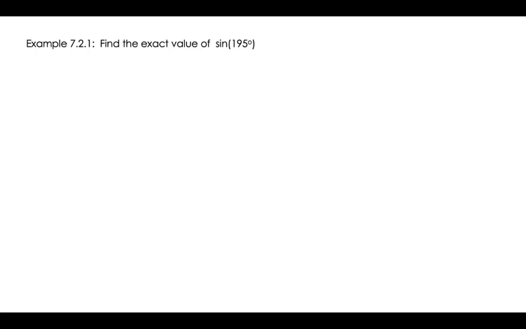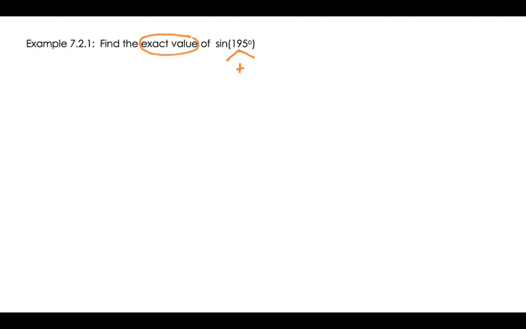Okay, so this one asks us to find the exact value of sine 195 degrees. Okay, and 195 degrees is not one of our unit circle angles. We don't have 195 degrees on the unit circle. So my hope is that I can write 195 as the sum or difference of 2 angles that I do know on the unit circle. I need to do it with the unit circle because they've asked me for the exact value. Exact value means no decimals.